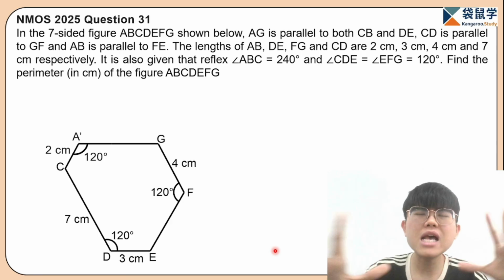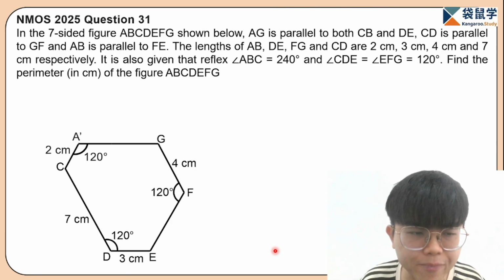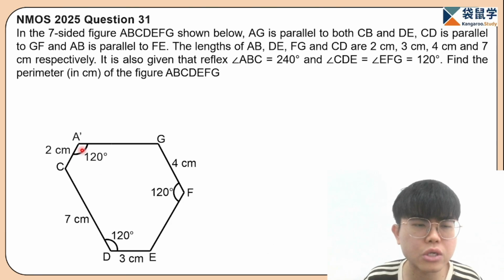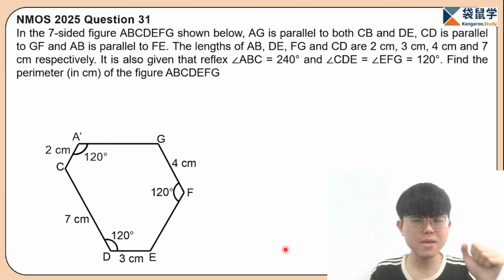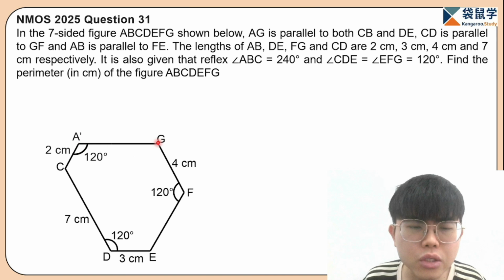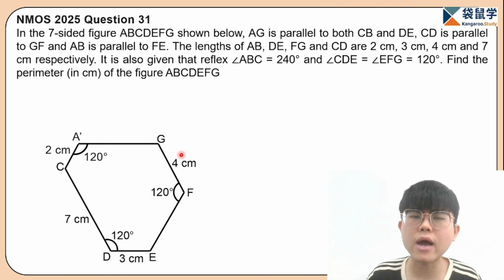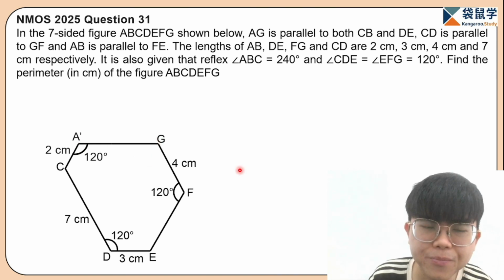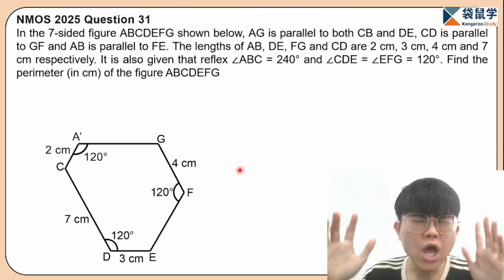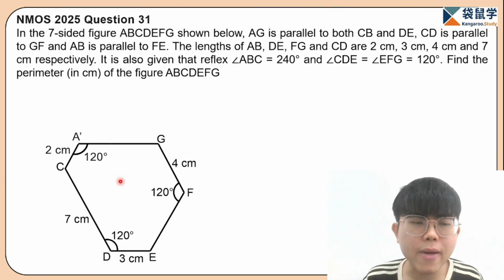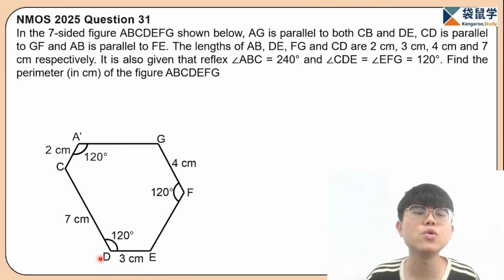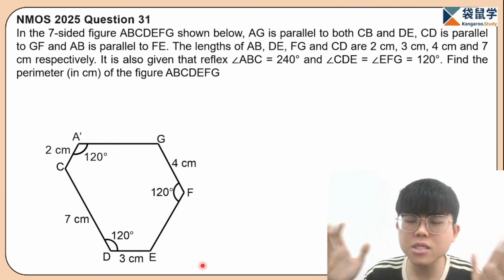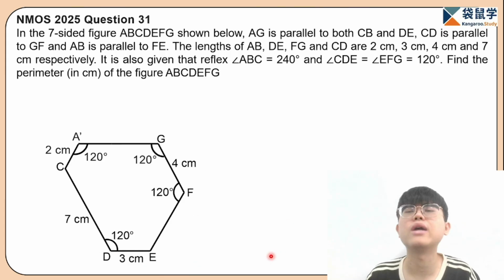Let's observe our figure together. You see that we have this part 120, this part 120, this part also 120. Now, let me ask you a question. Angle A prime GF, this part right here, what is the angle? Notice that GF is parallel to CD and also A prime G is parallel to DE. So we know that this part will also be 120 degrees.